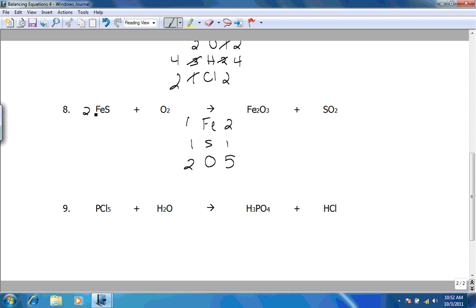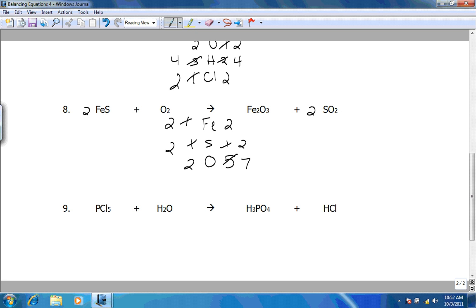We're going to multiply FeS by 2. So that means we have 2 irons now. We also have 2 sulfurs now. That means the irons are balanced. We're going to go to sulfurs. We're going to multiply SO2 by 2, so that way our sulfurs are balanced. That changes our oxygens up. We now have 3 here and 4 here, so we actually have 7 oxygens now.